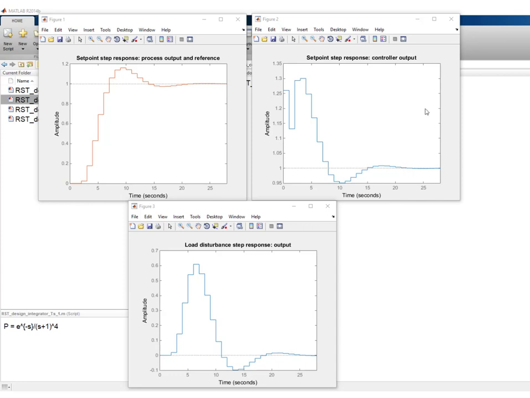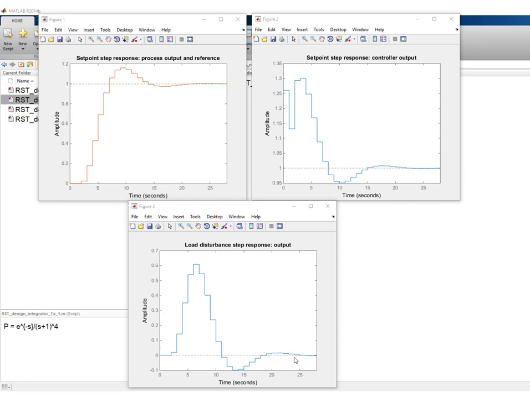This is the output of the controller for this set point step response, and what we see over here is the load disturbance step response. We're seeing that the controller is able to reject a step-like load disturbance because everything comes back to 0, and this is kind of obvious because we have had a design with LC is equal to 1, so there is indeed an integrator in the controller.